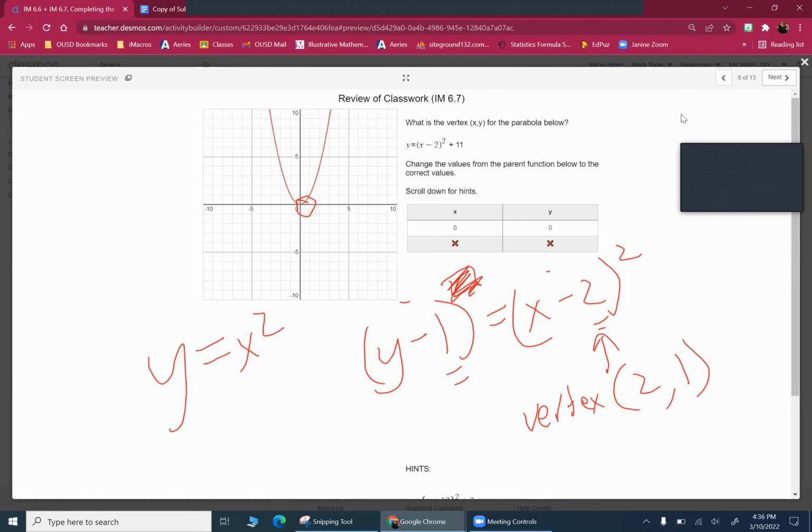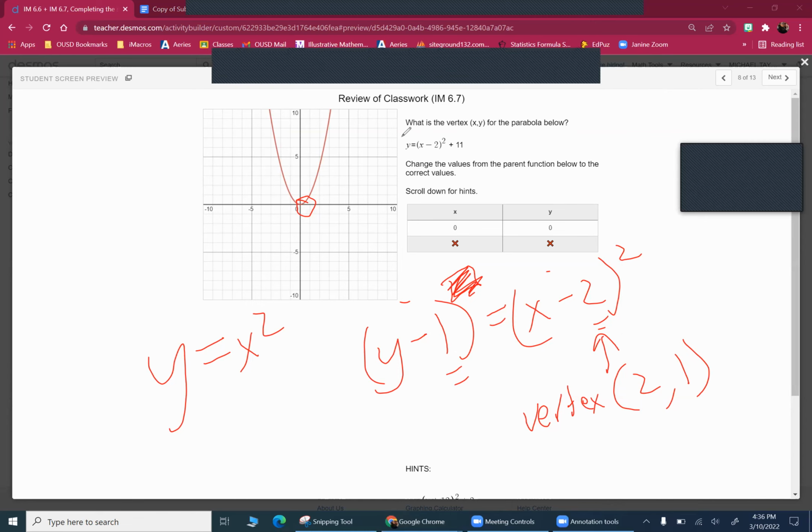So let's jump to here. So this is basically that form with one exception. And the one weird thing that's going on here is, I don't have y minus on the left side. I really want y minus something here. Well, I got that 11. If I minus 11 from both sides, I'll get y minus 11 equals x minus 2 squared. Now it's written the same way.